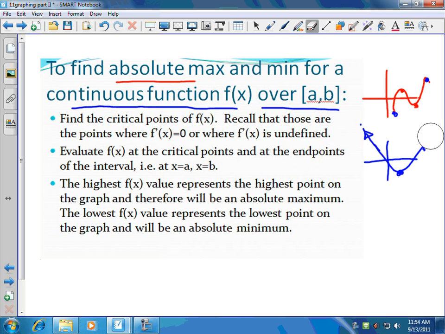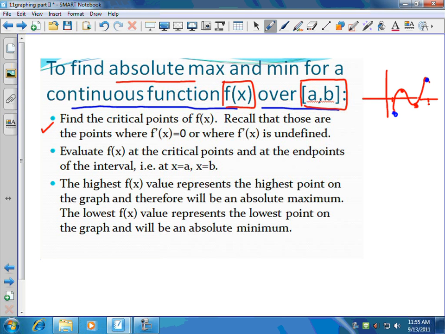So typically when we ask you to find absolute max or min, we're going to give you a continuous function, and we're going to give you an interval from A to B. Let's say this is A to B. And then we're going to say find the absolute max and min in that interval. Here's how we do it. First, you will still need to locate the critical points. So set f prime equal to 0 or find where f prime is undefined.